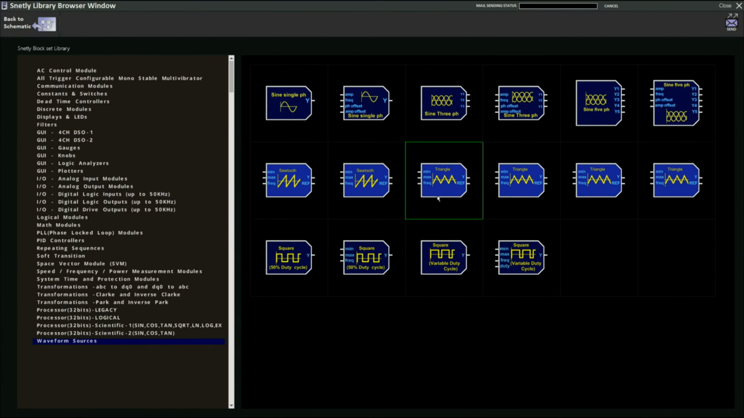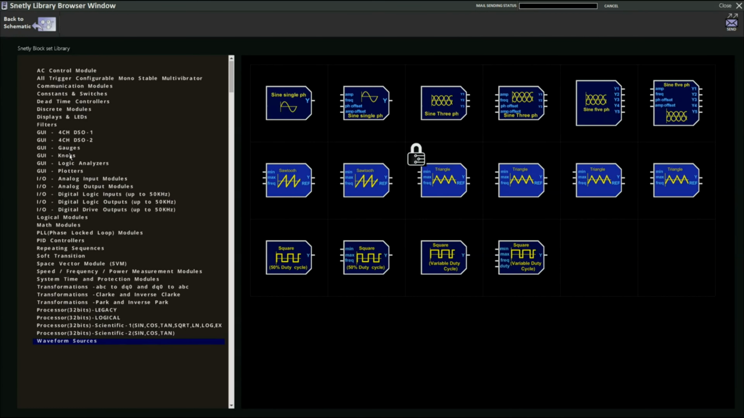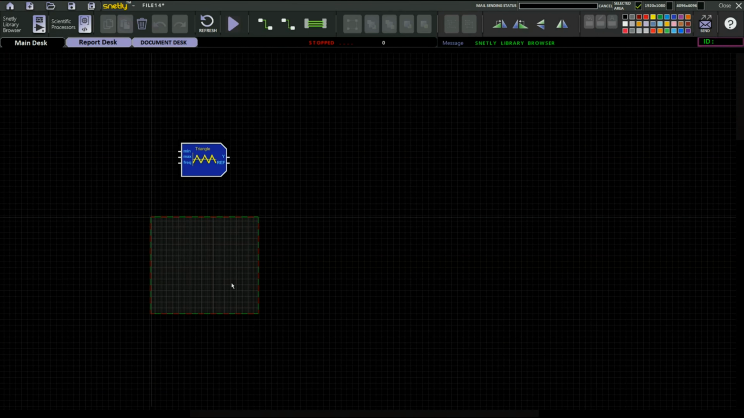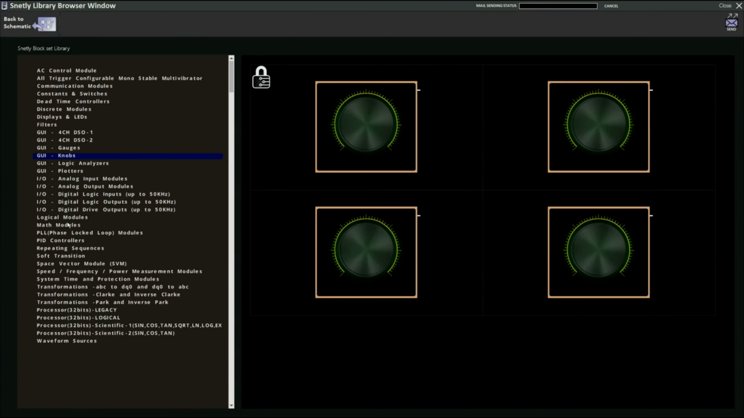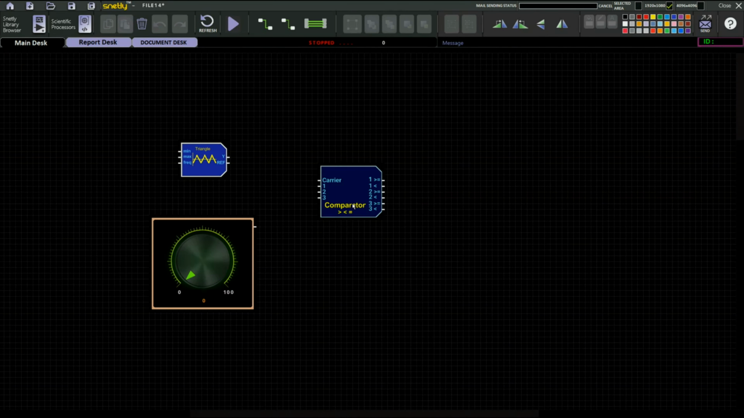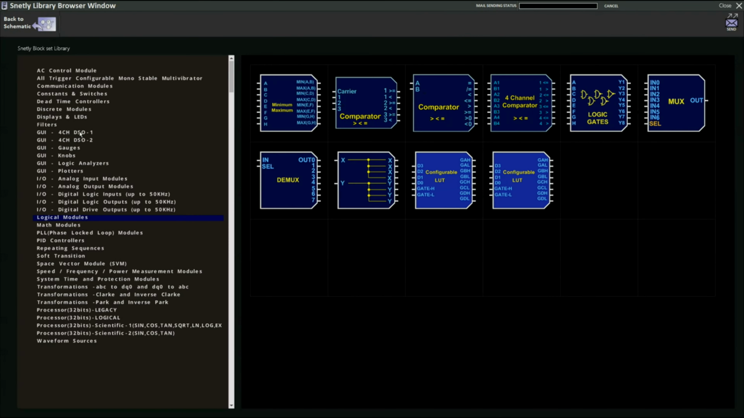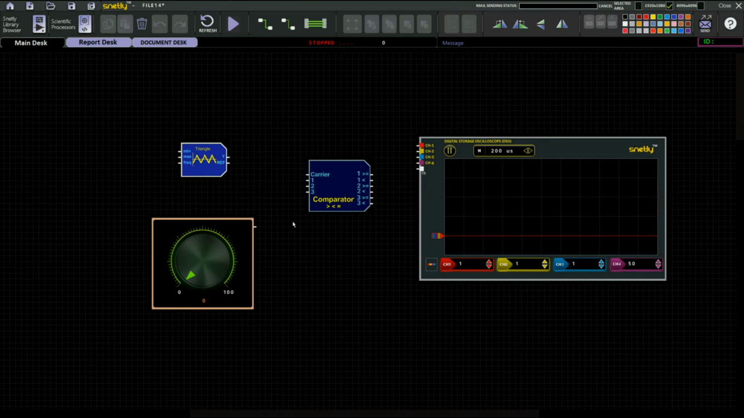For the carrier, I am going to take a triangle. Here I am going to use my reference signal as a DC, so I am taking a knob. We need to compare these two signals, so we require a comparator block. Let us take it from the logical module. To view the output, we need one DSO. Before connecting the pins, let us learn the technical concept of how to generate a PWM.